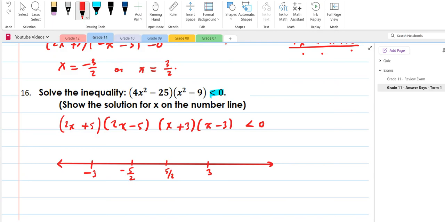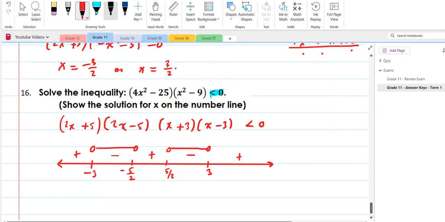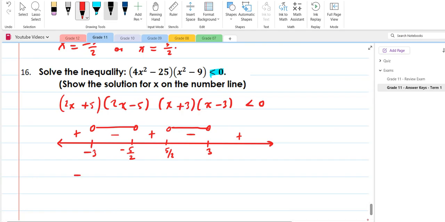If you take any value after 3, like 100, and substitute it, we get positive, positive, positive, positive. All positives, so that one is done. The rest will just alternate: negative, positive, negative, positive. We are looking for negative solutions, which are between minus 3 and minus 5 over 2, and between 5 over 2 and 3. So x is greater than negative 3 but less than minus 5 over 2, or between 5 over 2 and 3.